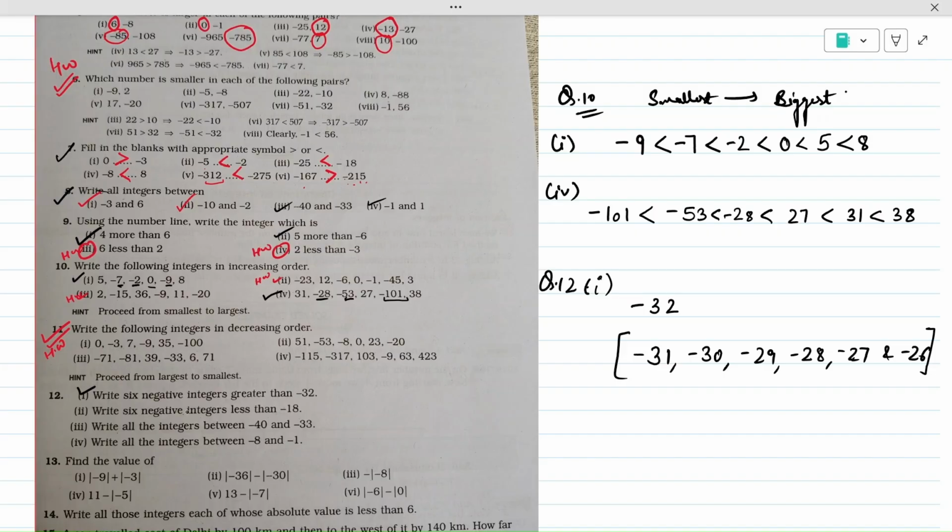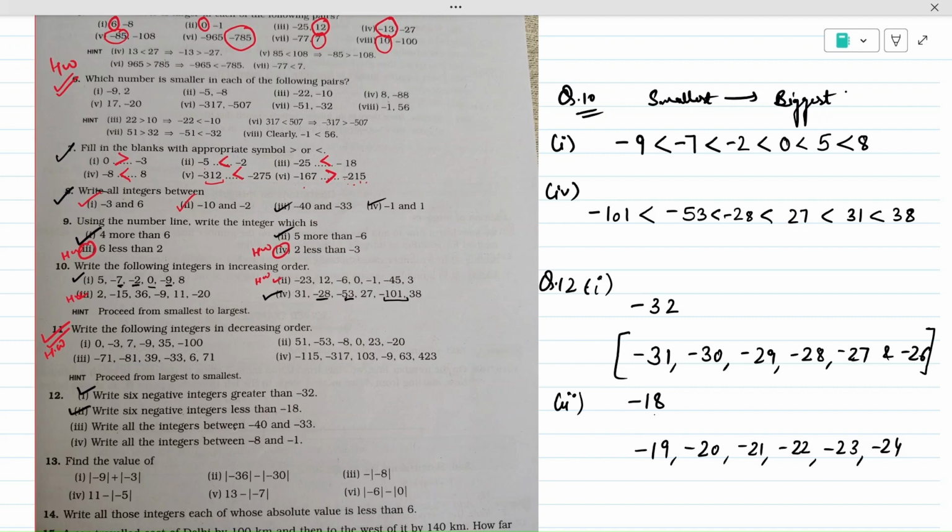Then we have to write down negative integers which are less than -18. So when we say less than -18, that means we have to write the smaller numbers than this. That is, we have -19, -20, -21, -22, -23, -24. So these are the 6 negative integers which are less than -18.